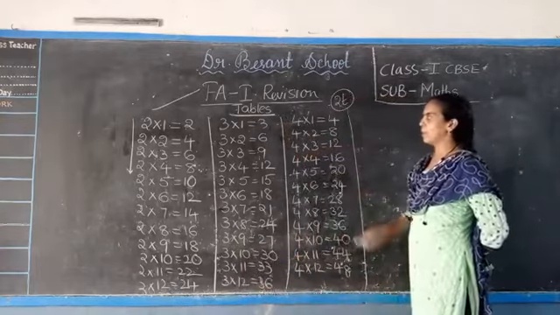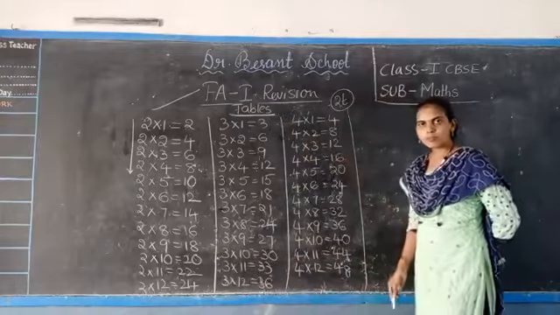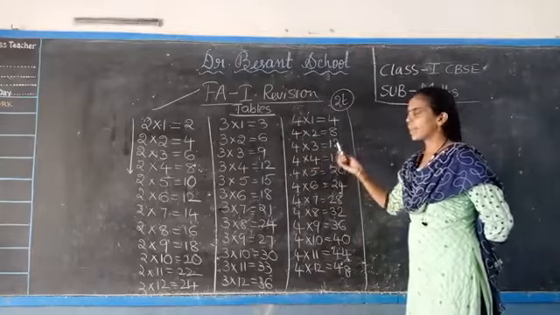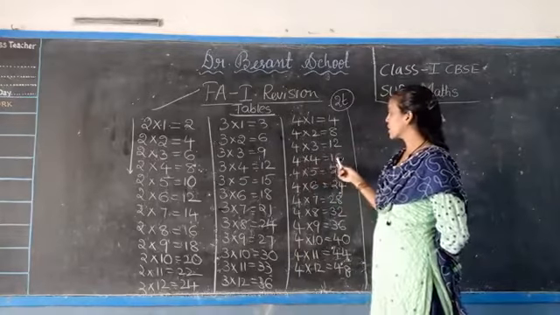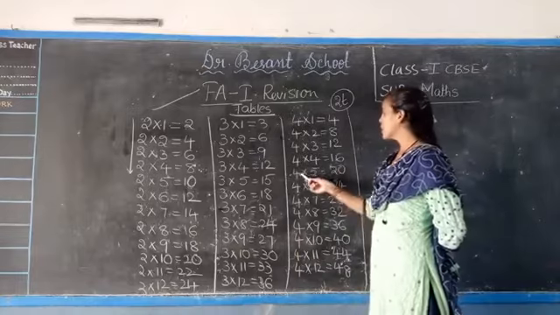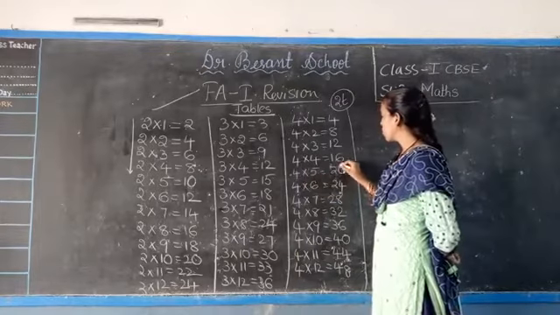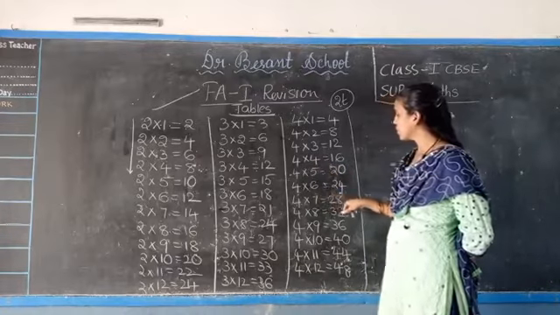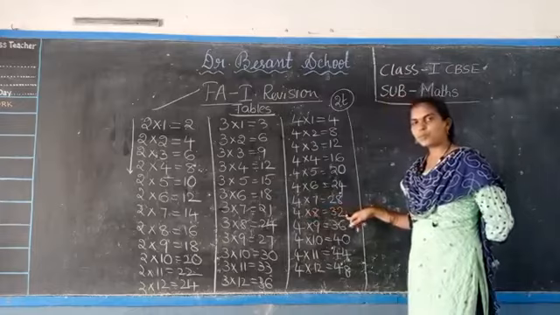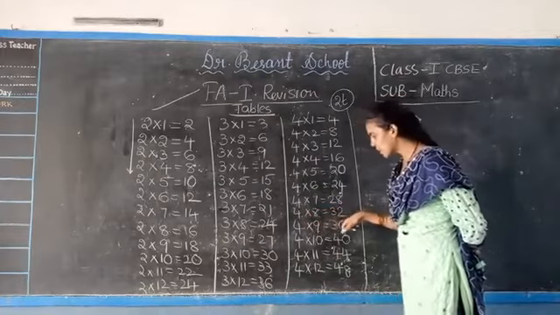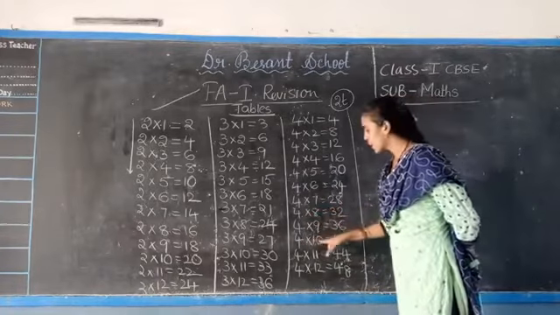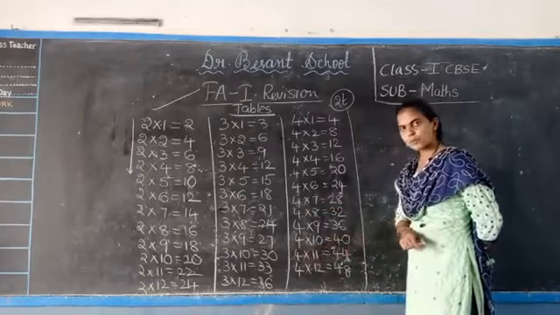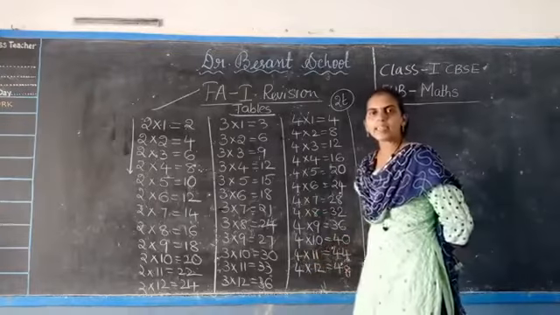Okay, now come to the fourth table. 4 ones are 4, 4 twos are 8, 4 threes are 12, 4 fours are 16, 4 fives are 20, 4 sixes are 24, 4 sevens are 28, 4 eights are 32, 4 nines are 36, 4 tens are 40, 4 elevens are 44, 4 twelves are 48.